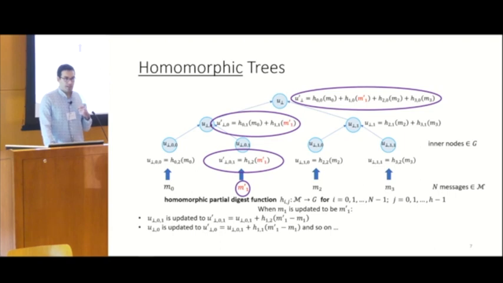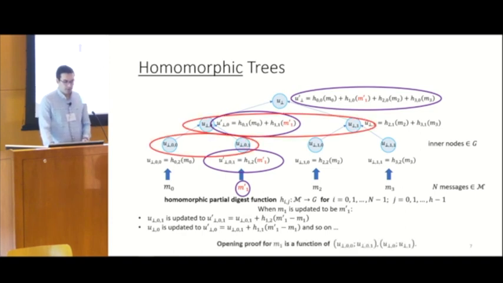We basically design a system where we can achieve vector commitments with these efficient update properties if the vector commitment is based on a homomorphic tree such that the opening proof of the vector commitment can be calculated as a function of the inner nodes that lie on the path from a message to the root and their siblings. So here, we require the opening proof of message M1 to be a function of the nodes on the path from M1 to the root and its siblings. And these are the circled nodes, the ones circled with red.